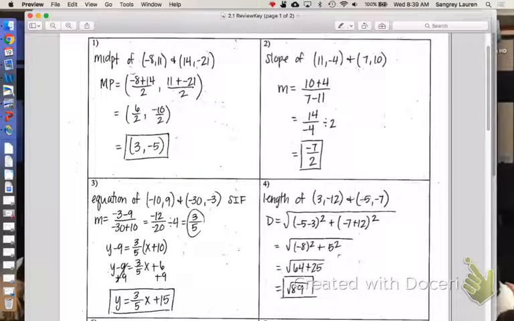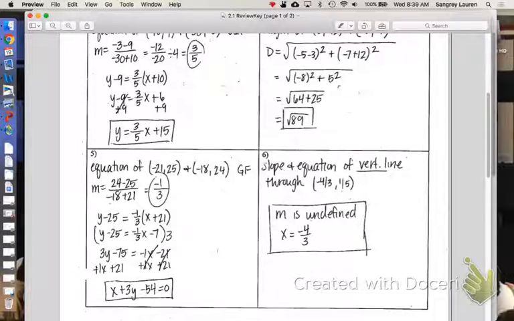So remember, for number 1, you're using your midpoint formula. For number 2, you're using the slope formula. Number 3, you had to start with the slope formula and then use your point slope form to transform it into your slope intercept form. Number 4, you had to use distance formula. If this went too fast for you to check, these answers will be posted on Moodle.